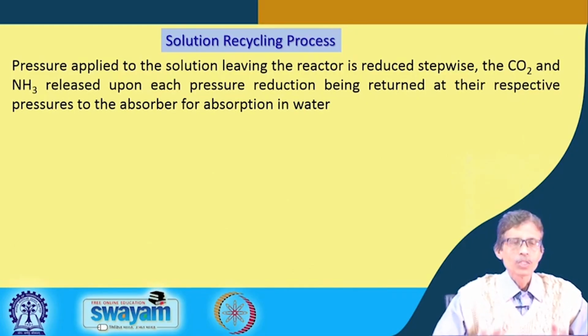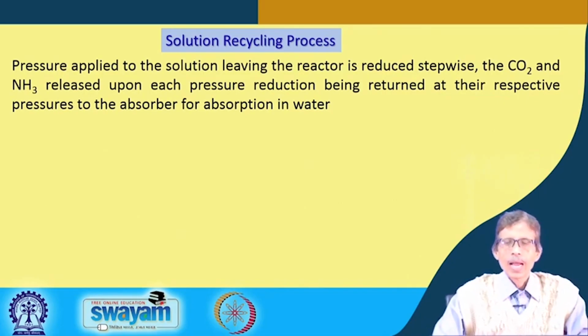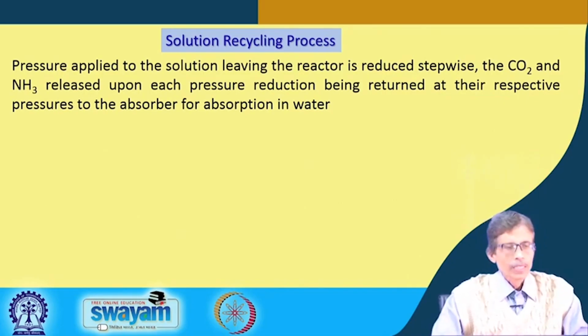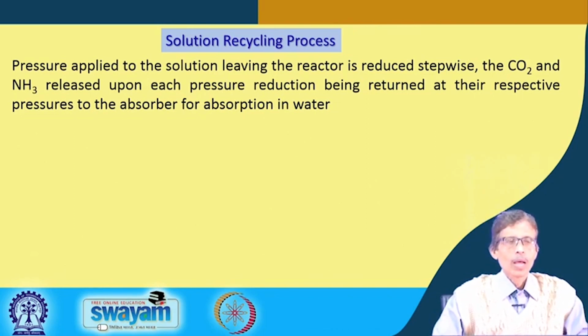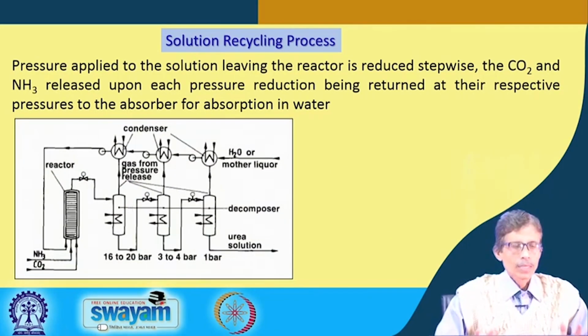So, upon each pressure reduction step, you have several pressure reduction steps. If we are starting from say 100 bar or 50 bar of pressure, we stepwise reduce one after another and return at their respective pressures to the absorber for absorption in water. So, ammonia can be absorbed in water, or CO2 can also be absorbed in water after you have reduced the pressure sufficiently.